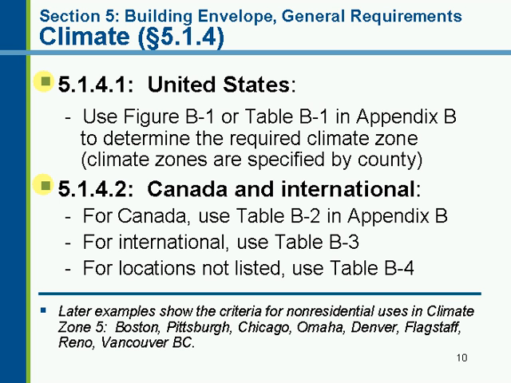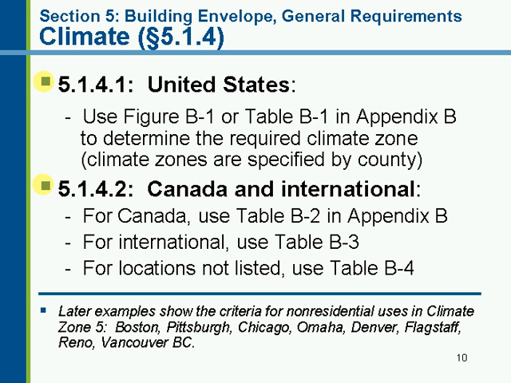For Canada, there's a separate table B2 in the appendix, and for international locations, there's a table B3. Obviously, there are the most locations for the U.S. There are somewhat fewer for Canada, and fewer for international. So if a location is not listed, there is criterion table B-4 that you can use to determine what the actual applicable criteria table will be.